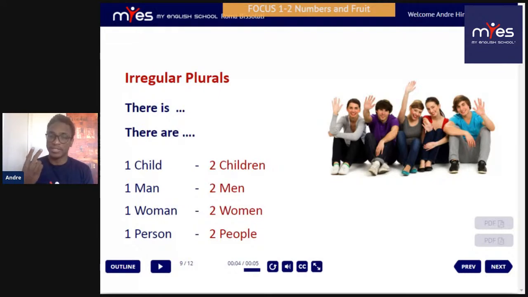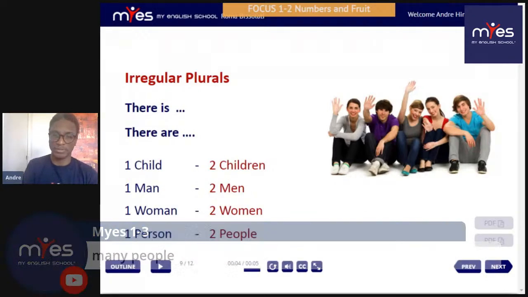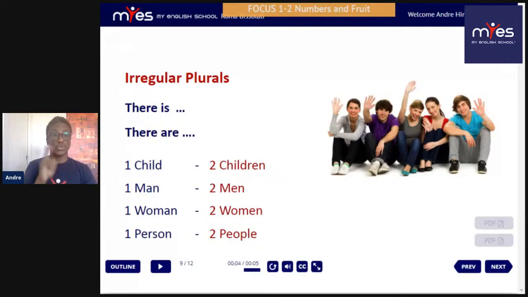Right, Larissa, it's many people. So we have plural, many people. That's the correct form, many people. So remember, if it's two or more, we use the plural people. But if it's one, we use person. Yeah. So those are your irregular plurals.